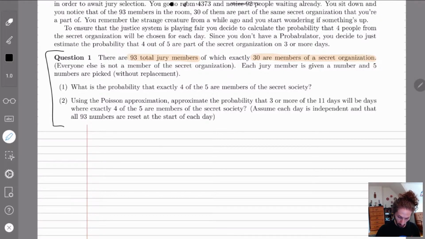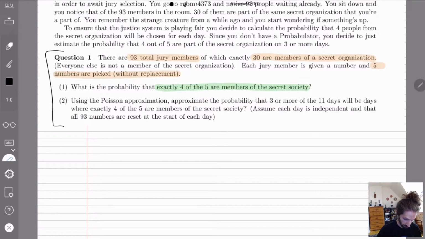And 5 numbers are picked without replacement. So in other words, they choose someone, they choose a second person, a third person, a fourth person, and a fifth person. We're not replacing because it doesn't make sense to replace when you're picking jury members. You can't have less than 5, so you just keep going till you get 5. So the first thing we're going to ask is what is the probability that exactly 4 of the 5 are members of the secret society? At this point, the biggest hint that you saw was the word without replacement.